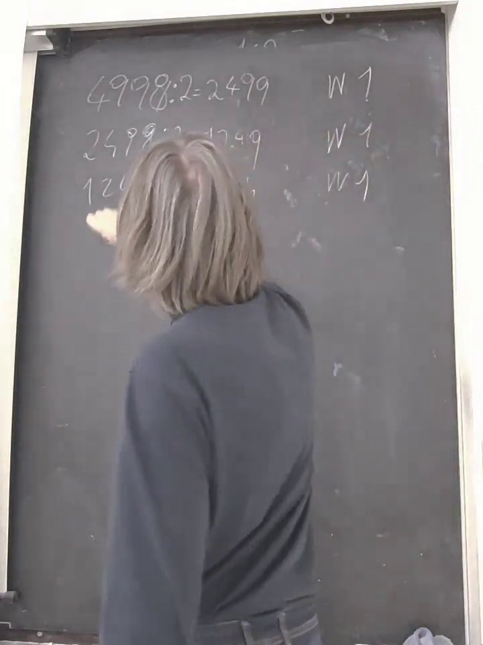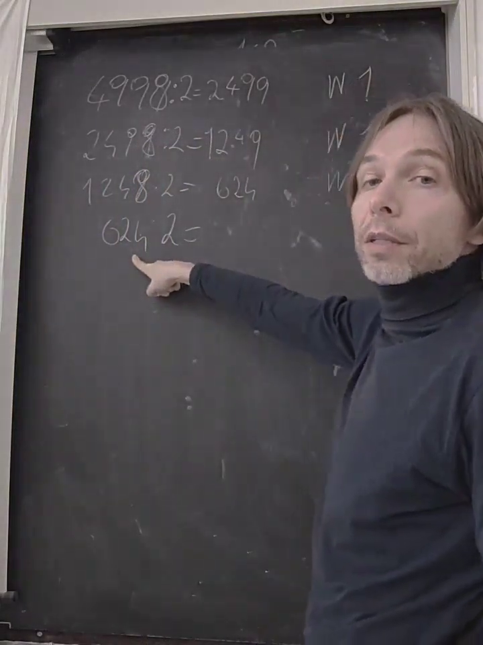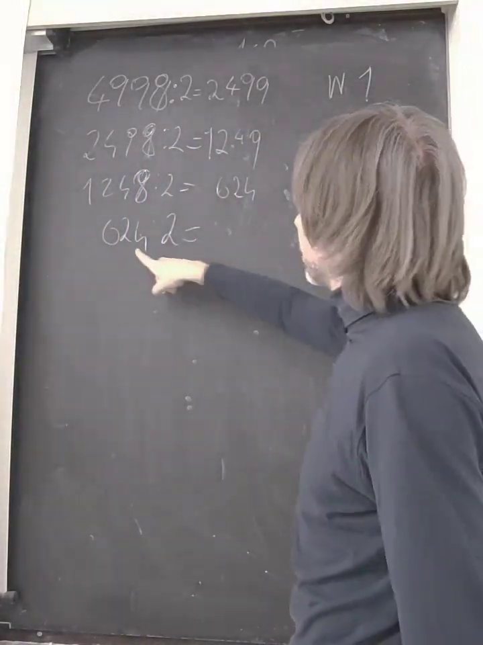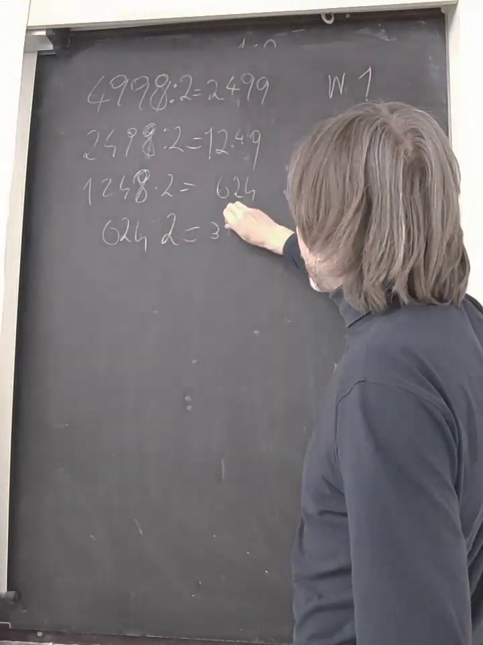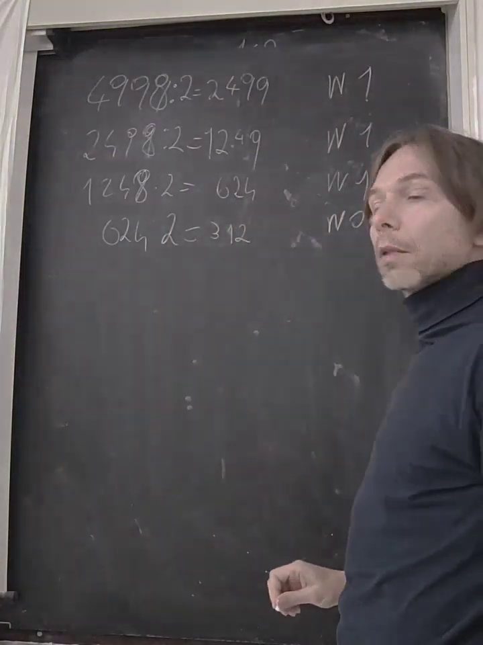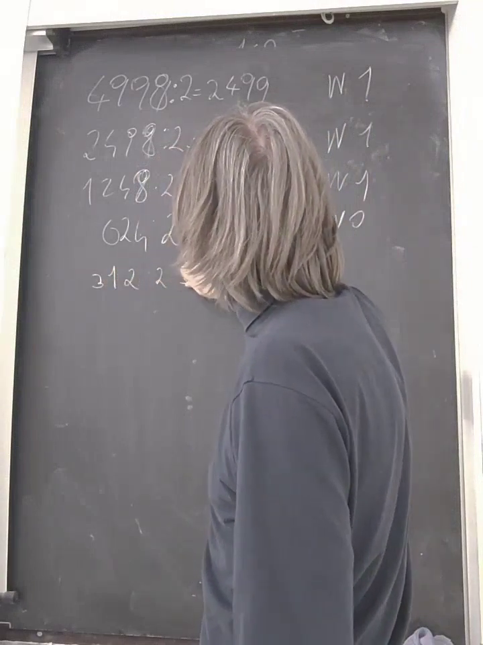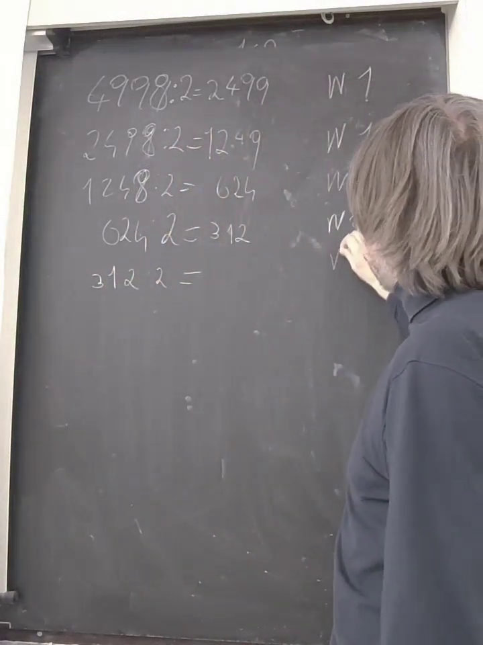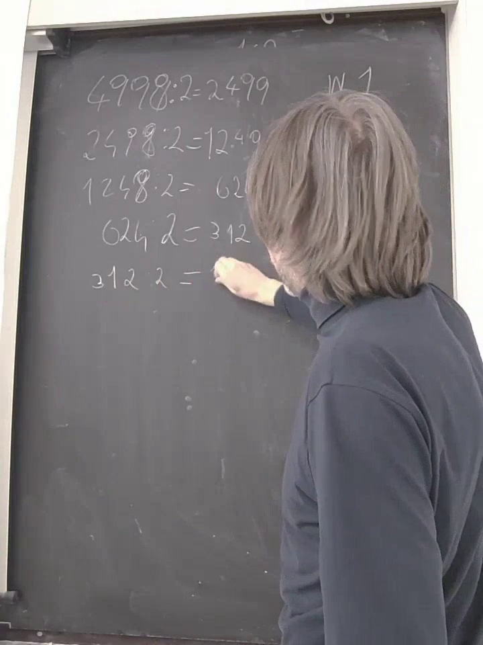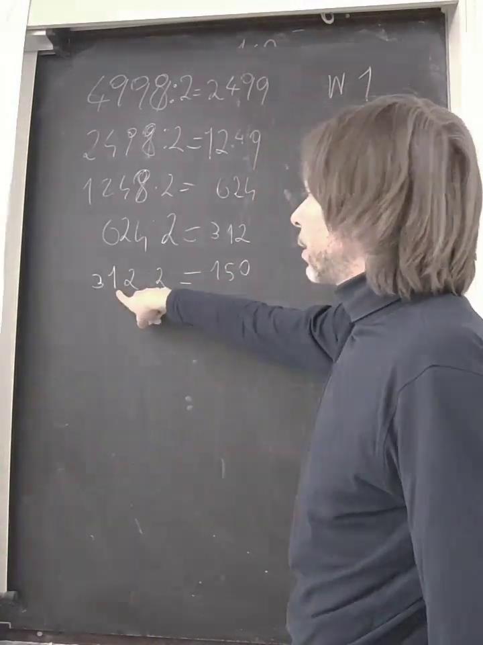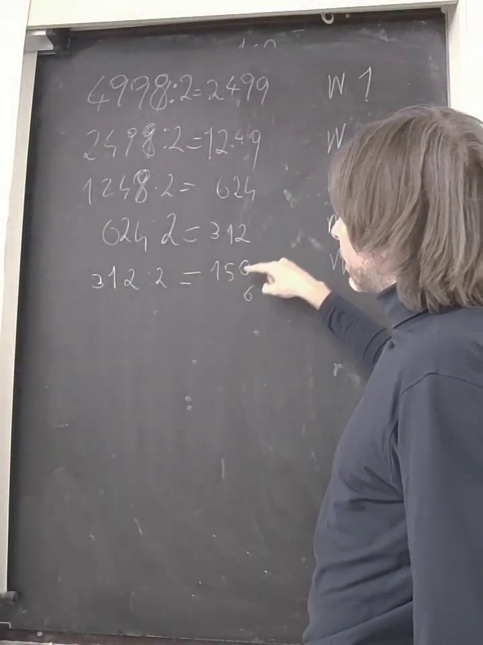Well, divided by 2. This time this is even, so waste is 0 here. And the half of 600 is 300. The half of 24 is 12. Again, 312 divided by 2. The waste is 0. The half of 300 is 150. The half of 12 is 6. So in total I have 156.